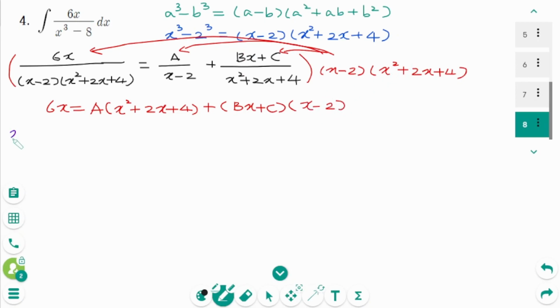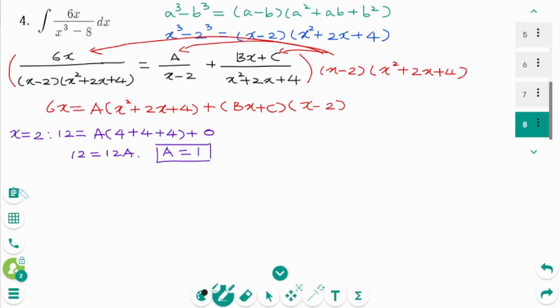To solve for a, if x is 2, then 6 times 2 is 12, equals a times 2 squared is 4, plus 2 times 2 is 4, plus 4, plus bx plus c times 2 minus 2 is 0. Then 12 equals 12a, then a equals 1.